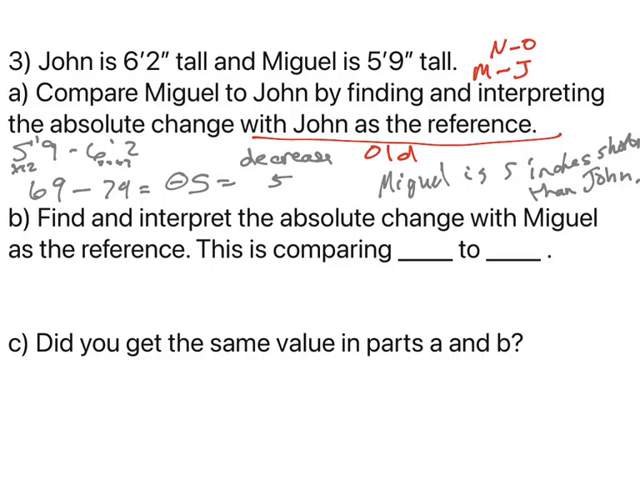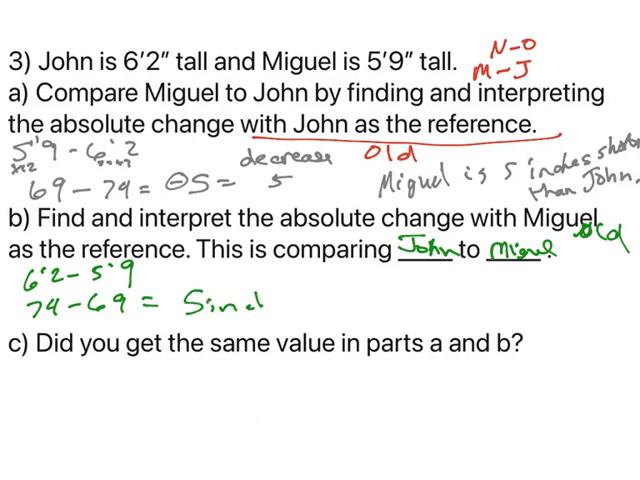Now we go to letter B, find and interpret the absolute change with Miguel as the reference. So now Miguel is old. This is comparing John to Miguel. Okay, so the absolute change. Now we would take 6'2" minus 5'9", or 74 minus 69, which gives me 5 inches.